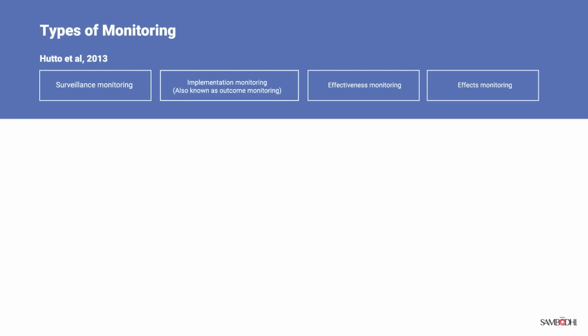Second is implementation monitoring, which is also known as outcome monitoring. It ensures that the program maintains fidelity to its design and helps mitigate threats to internal validity. Third is effectiveness monitoring. This type of monitoring addresses the question of how successful a project ultimately is at restoring the ecosystem or component parts.